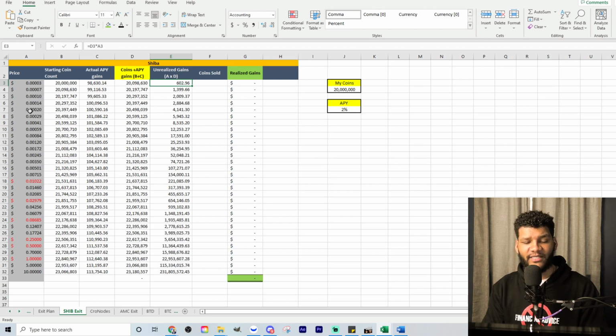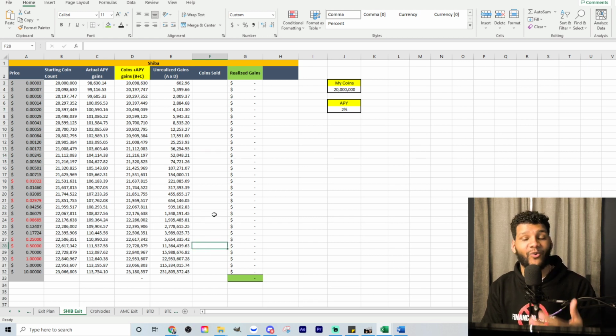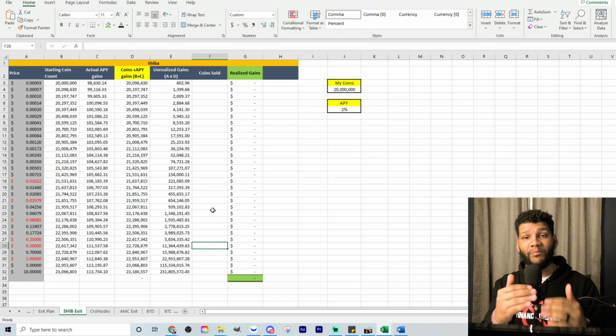You can sell maybe somewhere around here. You could sell somewhere around here, and here, and here. But you have to figure out your exit plan in order to sell pieces.